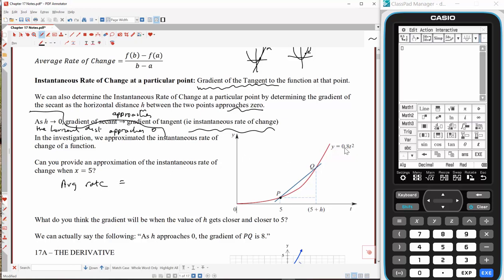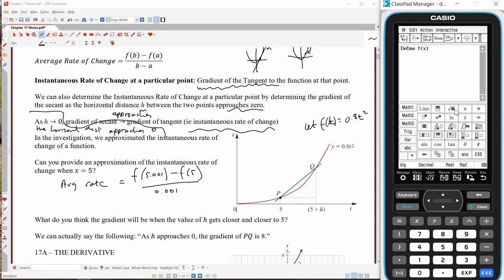equals, and here we've got y, so we're going to go let f of x, so I want to use some function notation, equals 0.8 t squared. It can't be called f of x there, so I'm just going to replace that with f of t. And I'm going to choose a point incredibly close to 5, that is f of 5.001, take away the point itself, which is f of 5, over 0.001. What that will do is give us a pretty good approximation of the instantaneous rate of change.